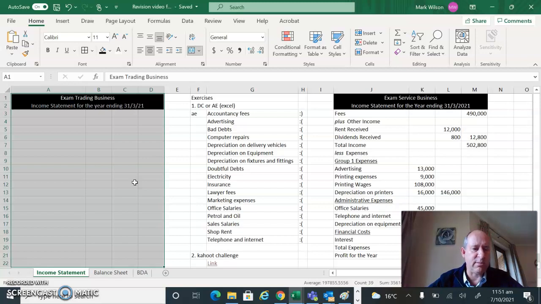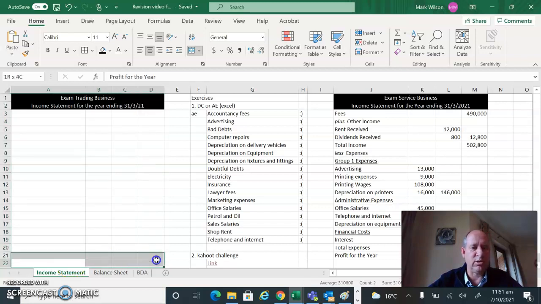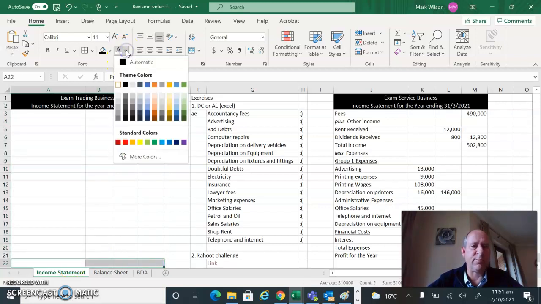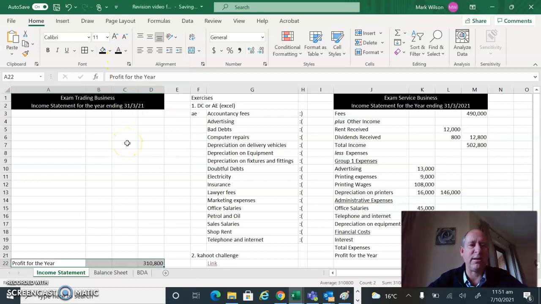The purpose of an income statement is to calculate the profit. So the bottom line, I'm going to put this in cell 22, is giving you the profit, and that's the whole purpose of this statement, to calculate the profit. It's also called, other than an income statement, a statement of financial performance, to see how well the business performed. There are three key parts to this: income at the start, and we're going to take away the expenses after that. We're going to get the profit at the end. So you can see this business, exam trading business, has a profit of $310,800. So we've got to work out how that happened.